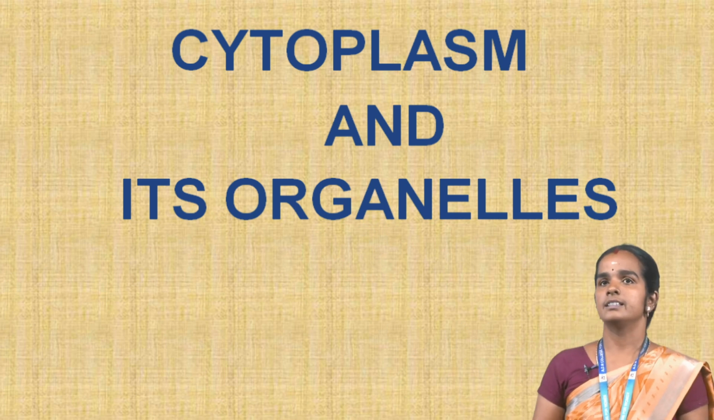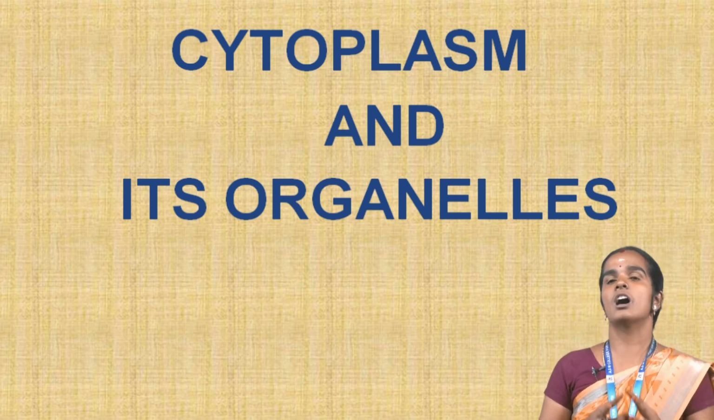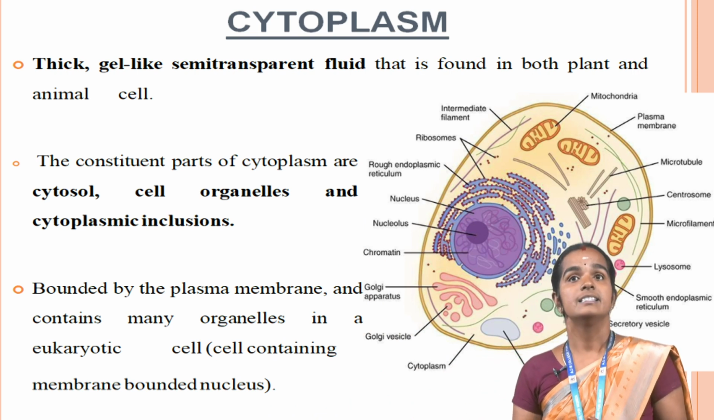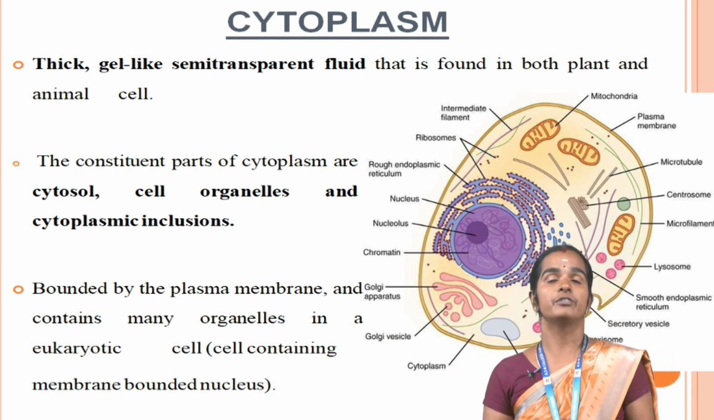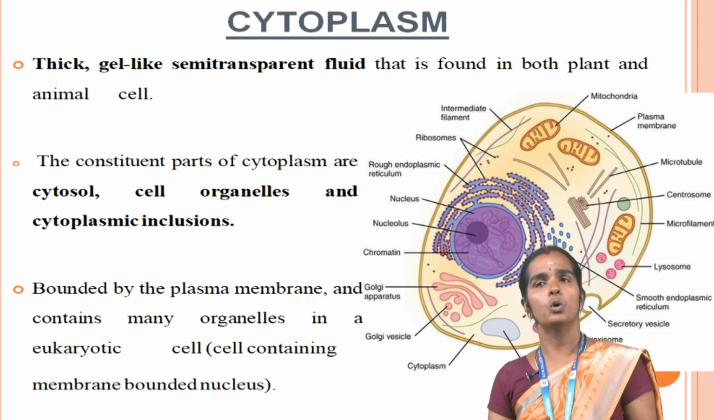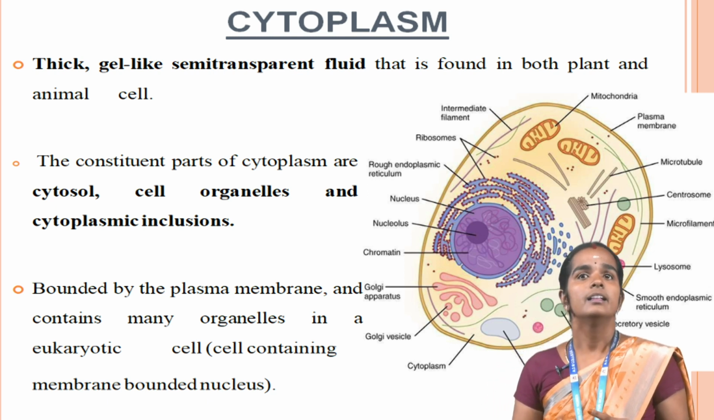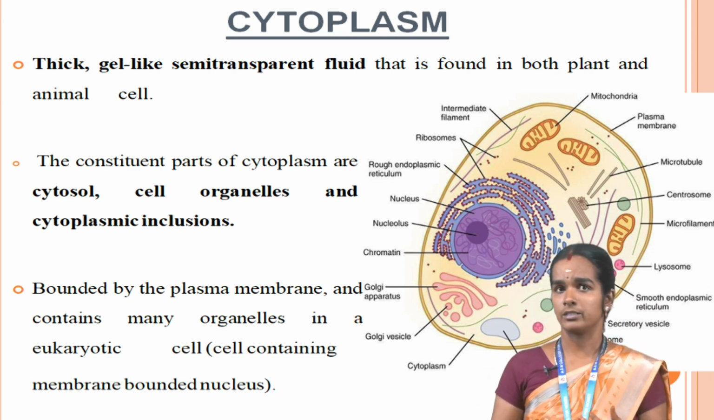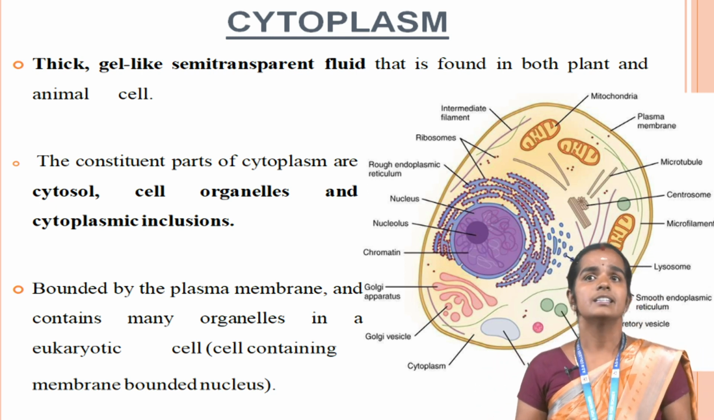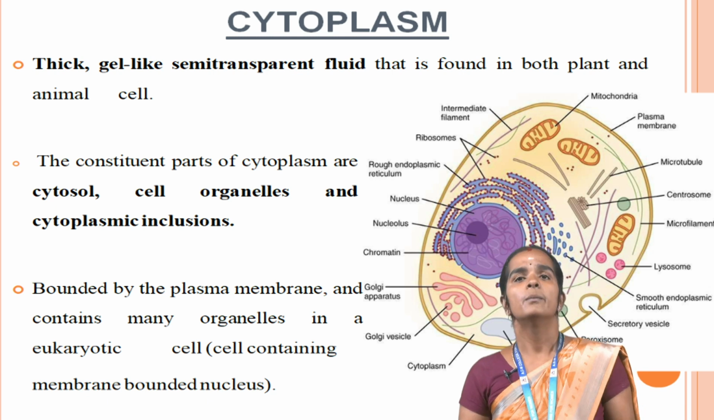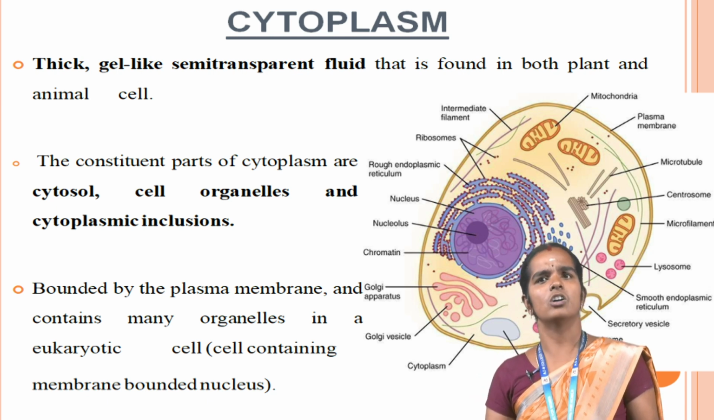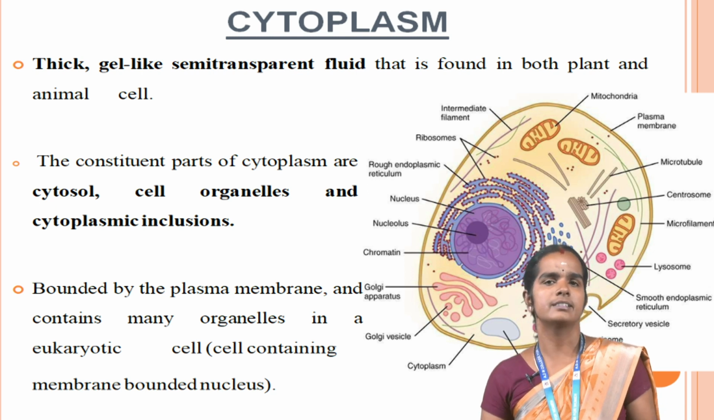This is the cytoplasm and its organelles. Cytoplasm. It is a thick, gel-like, semi-transparent fluid that is found in both plant and animal cells. The constituent parts of the cytoplasm are cytosol, cell organelles, and cytoplasmic inclusions, bounded by the plasma membrane and containing many organelles in a eukaryotic cell.